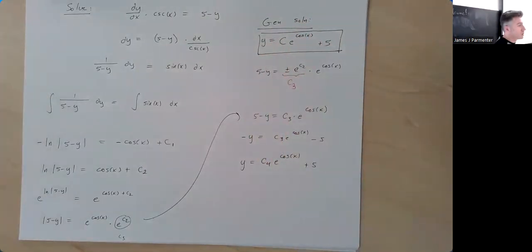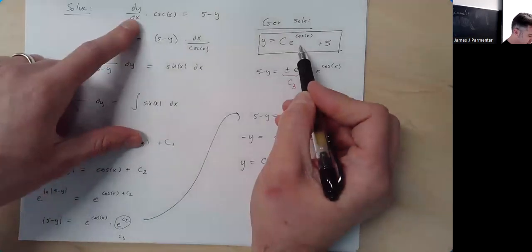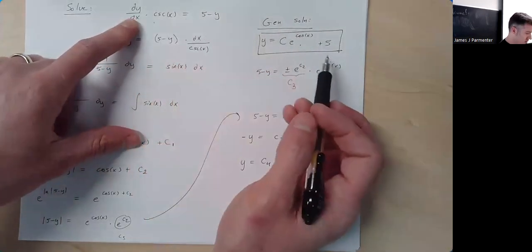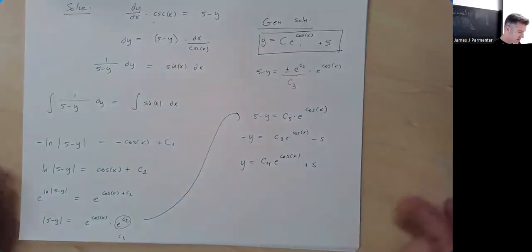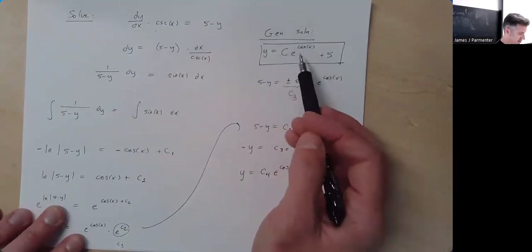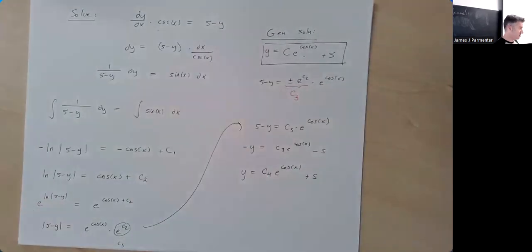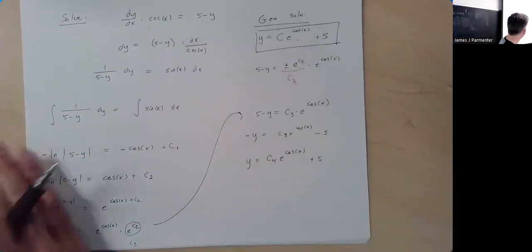And you can check it if you really wanted to. I don't think we need to, but if you took the derivative of this and multiplied it by cosecant and then did 5 minus that, you would get the same thing. Yeah, that works. In fact, we can kind of even see it. If you took the derivative of this, you would get e to the cosine of x times negative sine. If you multiply that by cosecant, the sine and the cosecant would cancel, and you'd have negative your thing, and then the other side would be also negative your thing.